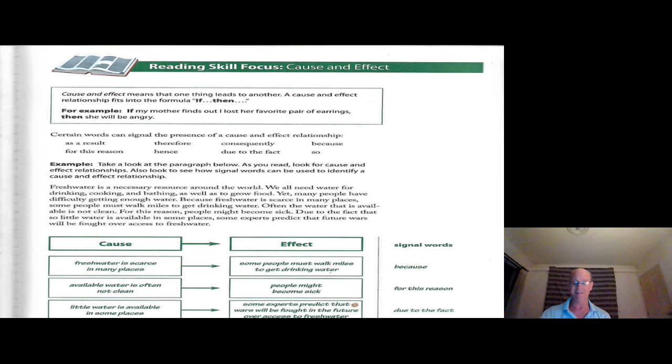Now, certain words can signal the presence of a cause and effect relationship. These words are as a result, for this reason, therefore, hence, consequently, due to the fact, because, and so. So, take a look at the paragraph below, and as you read, look for the cause and effect relationships. Also, look to see how signal words can be used to identify a cause and effect relationship.